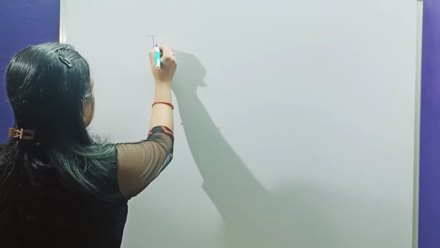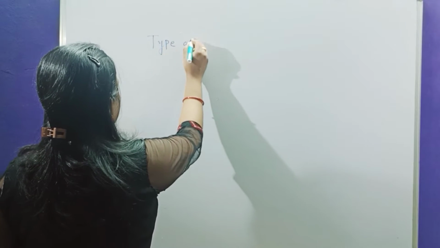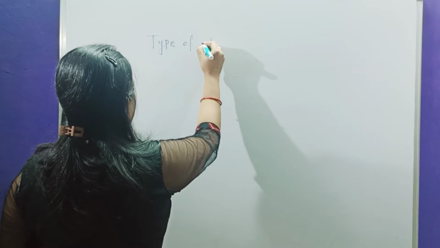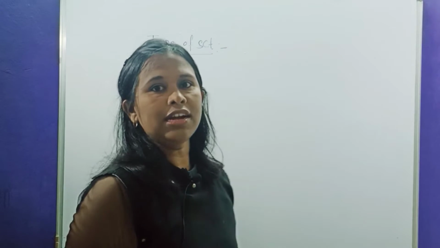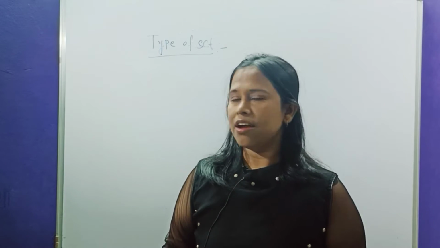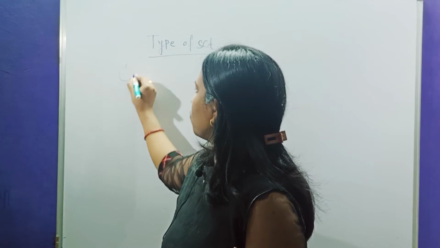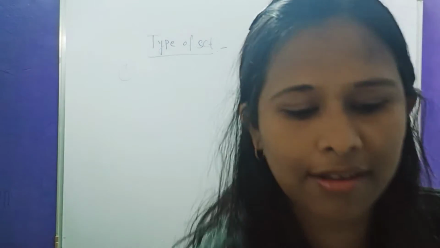In the previous video we discussed sets: what the rules are, how to write a set, and how a set is presented. In this video we will discuss the types of sets. What are the types? The first one is the empty set.